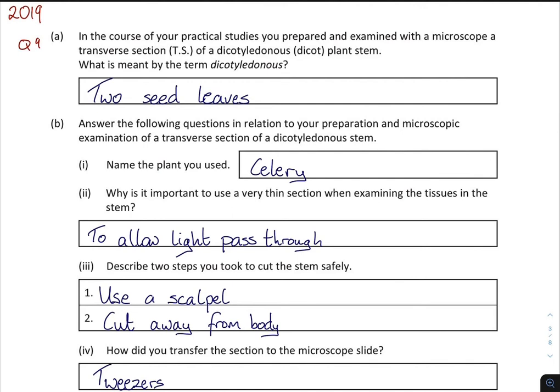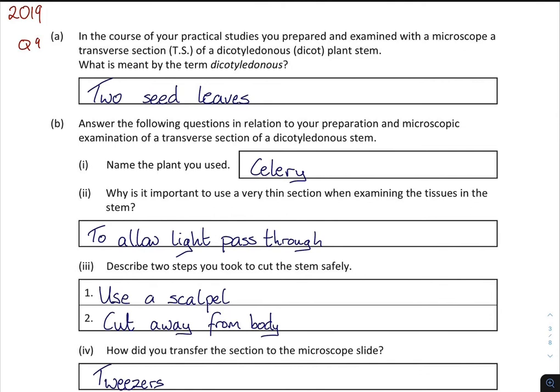So what is meant by the term dicotyledonous? Well, that just means 2 seed leaves. Don't need to overcomplicate this. Name the plant that you used. Well, there's so many different plants that you could use. Okay, my class used celery, but there are other ones that you could have used. Okay. Why is it important to use a very thin section when examining the tissues of the stem?